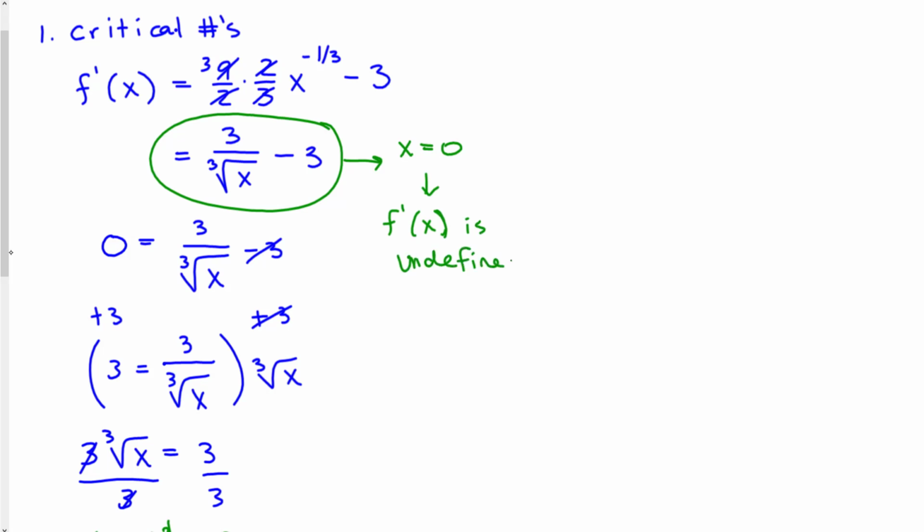So my critical numbers are x equals 0 and x equals 1. So I have 2 critical numbers. And the reason I picked this example is because it has a critical number where the first derivative is undefined.